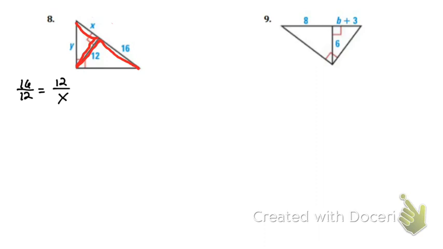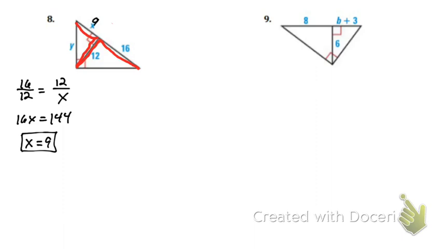Oh, that is weird. I've got to redo this one. Okay, so we are going to have 16 times x, which is 16x, equals 12 times 12, which is 144. I don't know why I had the wrong numbers on here. So x is going to equal 9. Is that what other people got? Awesome.